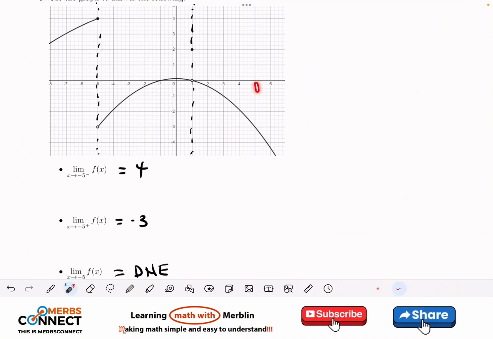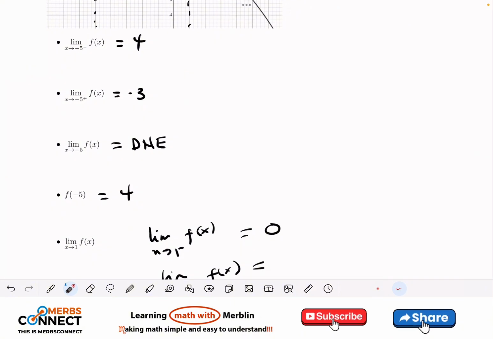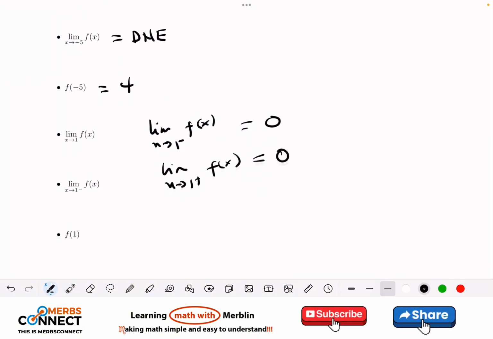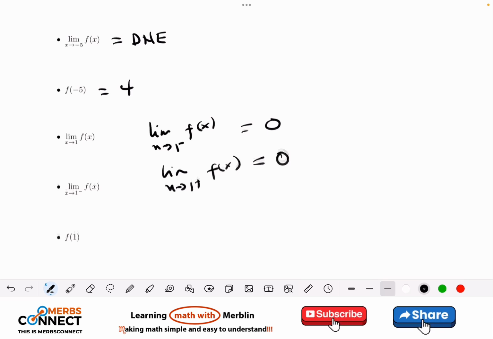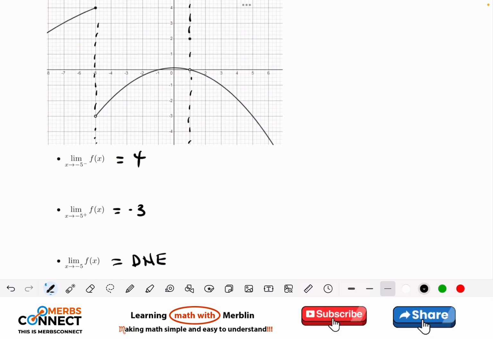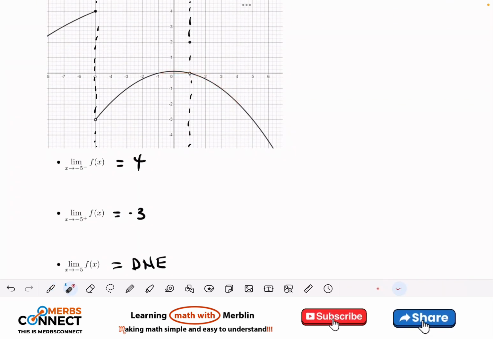On the positive side, I move along the graph towards the line that I drew here. Then I move to this one too. I'm going to get 0. So one thing that you need to know is anytime you see that the graph is a point discontinuity, it means that the limit exists.